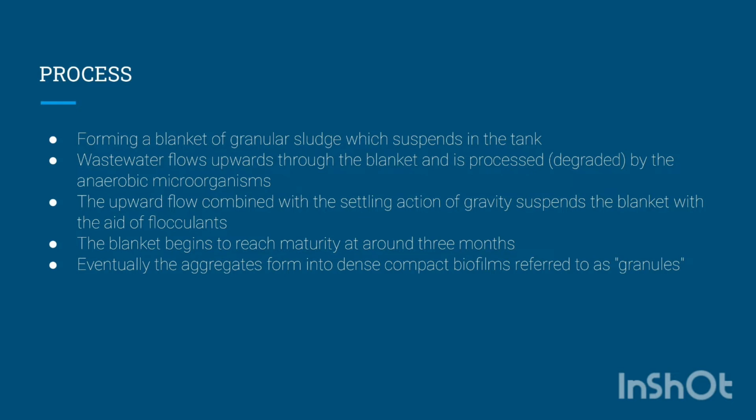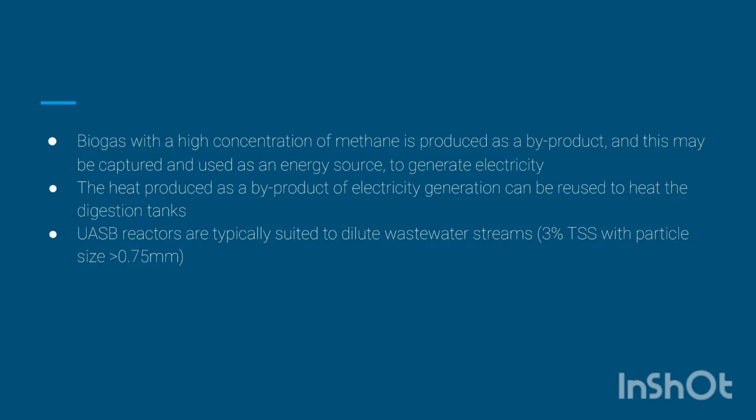Now how it works: from the diagram you can see the influent coming into this treatment facility through a lot of pores, and it is fully packed as it is anaerobic in nature, and no oxygen is allowed to pass inside the reactor. With the help of the distributors, the wastewater coming inside the UASB reactor is spread out throughout the surface, and the wastewater flows upwards through the blanket and is processed by the anaerobic microorganisms.